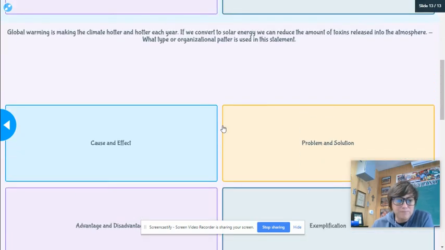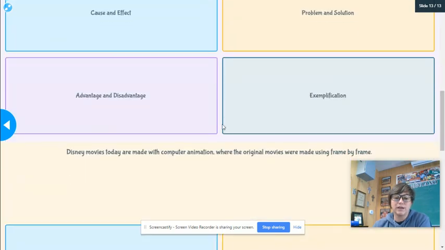The next one says global warming is making the climate hotter and hotter each year. If we convert to solar energy, we can reduce the amount of toxins released into the atmosphere. So what type of organizational pattern is this? Hopefully you said problem and solution, right? Because the writer starts off with a problem. Global warming is making the climate hot. And then he gives the solution. If we convert to solar, we can reduce the amount of toxins. Okay? Hopefully you got that one right.